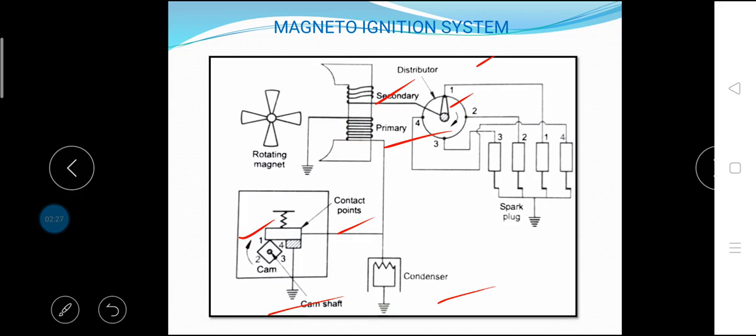In the meantime, cam 1 goes out of action and the contact points touch each other and complete the primary circuit. Again, cam 2 breaks the contact points and the process described above is repeated, and the spark is carried to the distributor and then to the next spark plug. In this way, during one rotation of the camshaft, each spark plug in each cylinder ignites the mixture and power is generated. This is the basic principle of magneto ignition system.